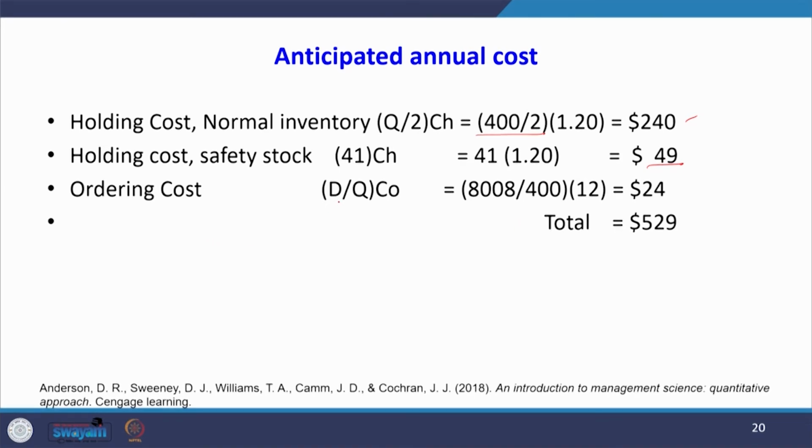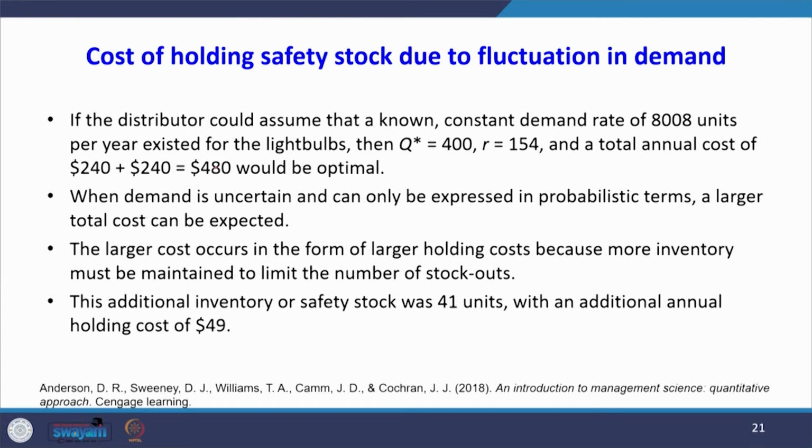What is the ordering cost? Number of orders multiplied by cost of ordering. So, number of orders is 8,000 by 400, multiplied by 20 is the ordering cost. So, the total annual cost is 529. The only additional cost we are incurring due to probabilistic demand is this safety stock. So, the safety stock cost is how much? $49.